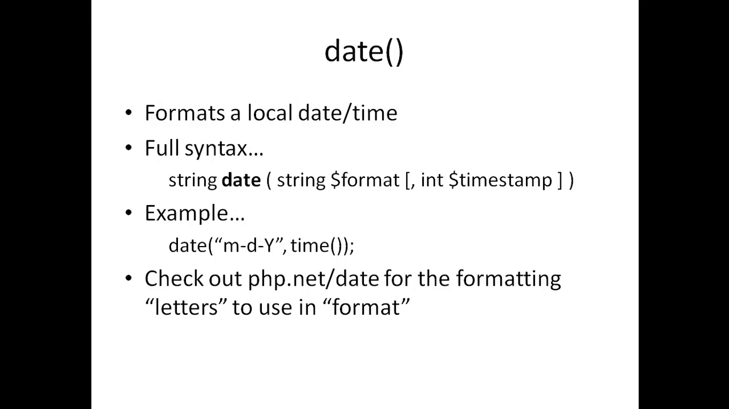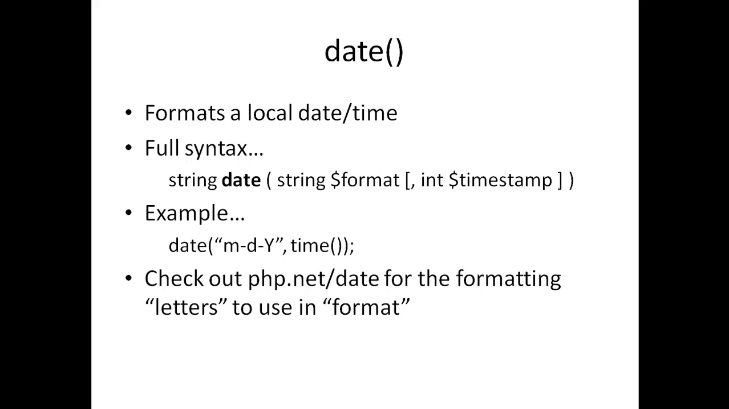Date lets you format a local date and time. The full syntax is date returns a string, where the first parameter that you pass it is the format, and the second parameter is optionally the timestamp. Basically, if you don't pass it a timestamp, date will use the current Unix epoch. So an example is date, open paren, quote, lowercase m dash d dash capital Y, quote, comma, time, open paren, close paren, and then close paren for the date, semicolon.